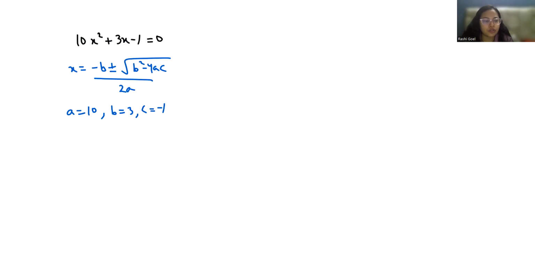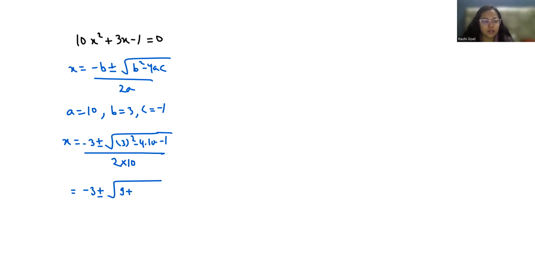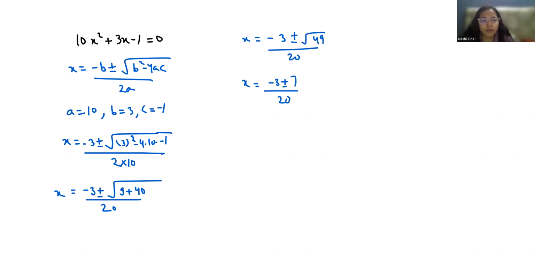So x = (−3 ± √(3² − 4 × 10 × −1)) / (2 × 10). So −3 ± √(9 + 40), it becomes −3 ± √49 by 20. So x = (−3 ± √49) / 20. Square root of 49 is 7. So x = (−3 + 7) / 20, and x = (−3 − 7) / 20.